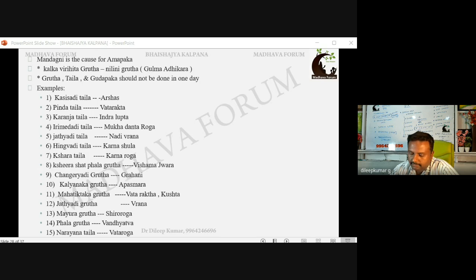Next, Pinda Taila. Vatarakta Adhikara, Sharangadhara. Write the ingredients: Manjishta, Sariva, Yashtimadhu, Sikta, each one pala. Sikta means beeswax here. The word meaning of Sikta here is beeswax. Okay. Honeybee wax is there.